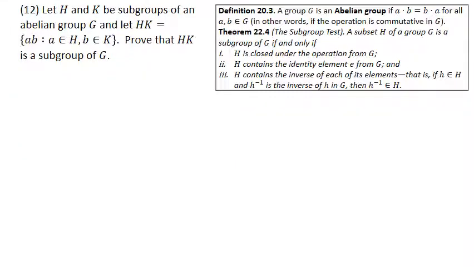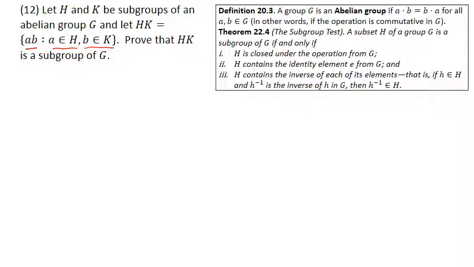Okay, so let's look at the next one, number 12. Let H and K be subgroups of an abelian group G, and let H times K, or HK, be all of the elements AB such that A is in H and B is in K. So it's just literally all the products of things from H with things from K in that order. Prove that HK is a subgroup of G.